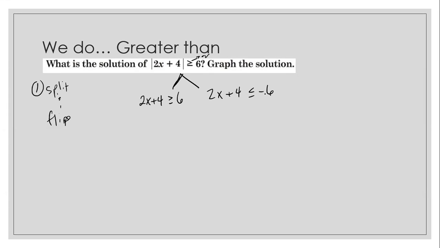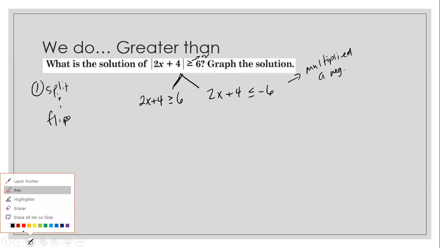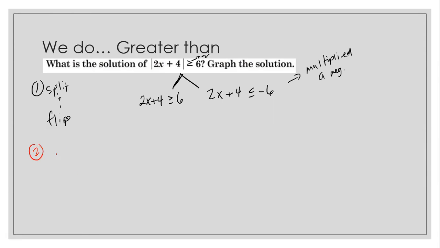Okay, the reason why this happens is because we multiplied by a negative. When you're working with an inequality, anytime you multiply or divide by a negative, what's going to happen? That flip. You're going to flip the inequality symbol. All right, then step 2 is to solve. So we split and flip, and then we just solve.